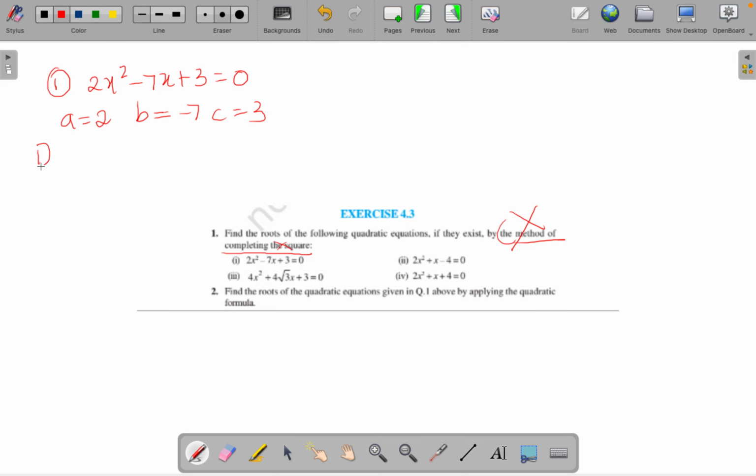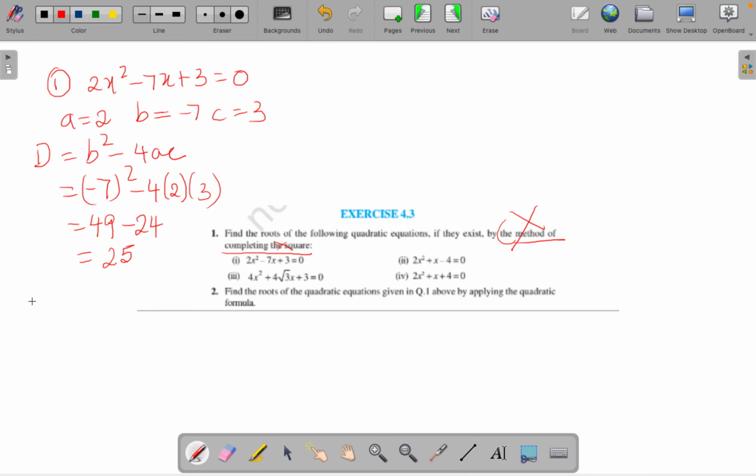So the first step was this. Second step is to find the value of D, which is b square minus 4ac. So which is minus 7 whole square minus 4 into a into c. So 7 square is 49. 4 2s are 8, right? And 8 3s are 24. Subtracted, right, children? So you get 25.